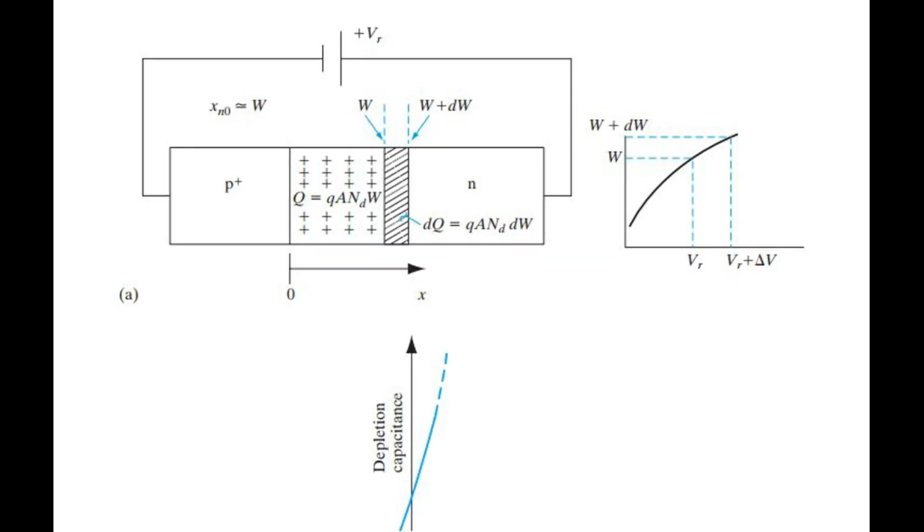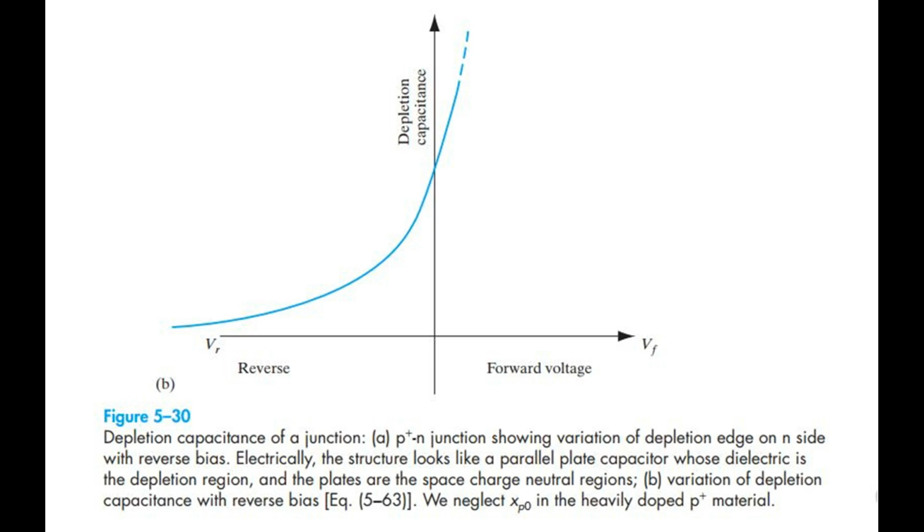Figure 530. Depletion capacitance of a junction, A, P+N junction showing variation of depletion edge on N side with reverse bias. Electrically, the structure looks like a parallel plate capacitor whose dielectric is the depletion region, and the plates are the space charge neutral regions. B, variation of depletion capacitance with reverse bias, EQ.